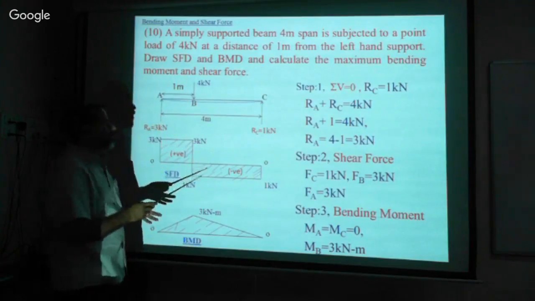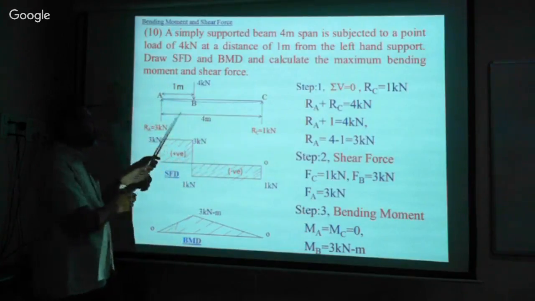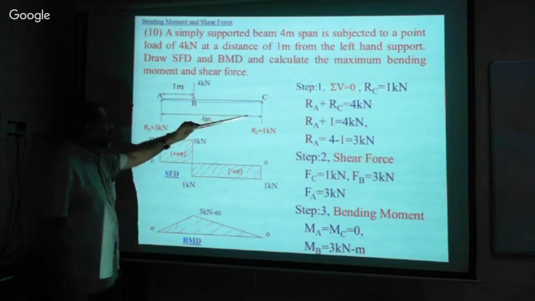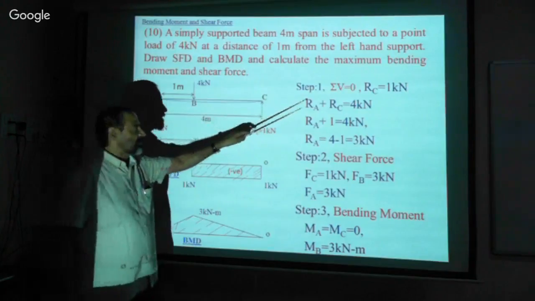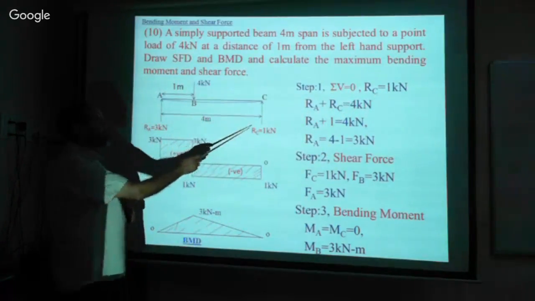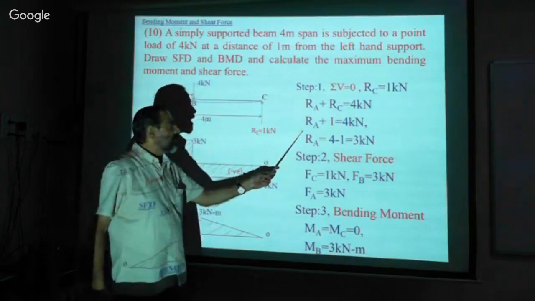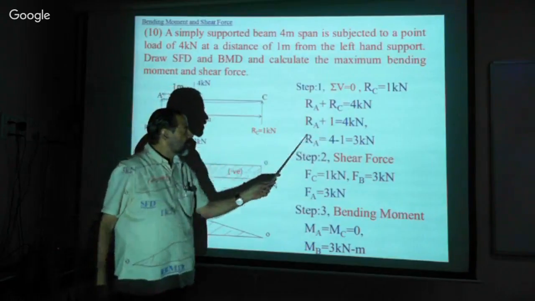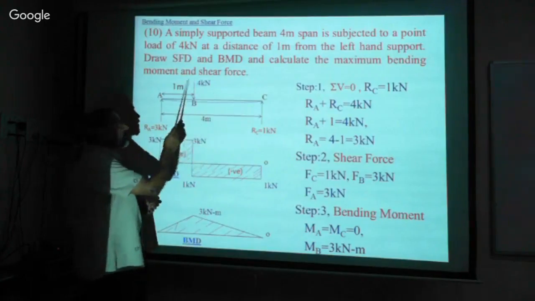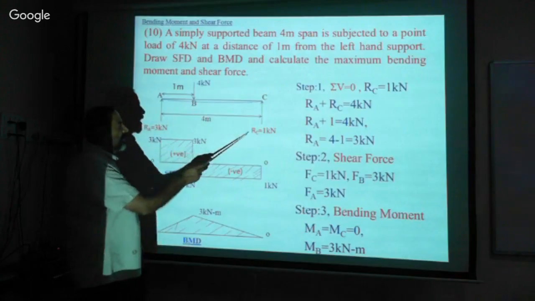Considering sigma ME is equal to 0 and calculating the reaction RC, you will get RC is equal to 1 kilonewton. Then RA plus RC is equal to 4 kilonewton, so RA plus 1 is equal to 4, therefore RA is 3 kilonewton. Now, when you look at the diagram, you can straight away write down how much RA and how much RC.